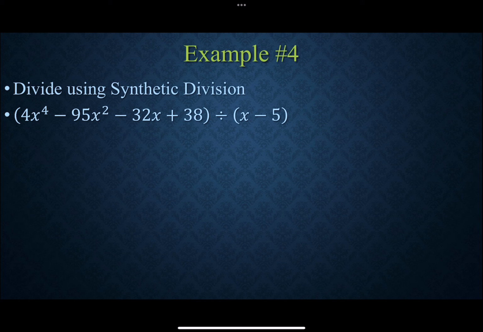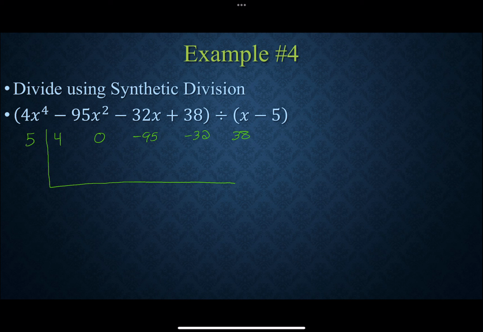So like we had talked about for the long division, we had a missing term, we should put a 0 in place. You don't necessarily have to for long division because you can still do it correctly as long as you're careful. With synthetic division, if you don't include the 0, because it's a shortcut method, it is not going to do it correctly. So we'd have a 4, then our 0, negative 95, negative 32, positive 38. The 0 has to be there in between the 4 and the negative 95.